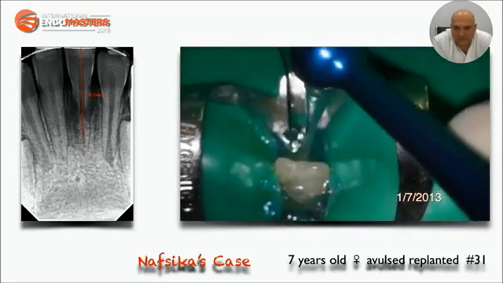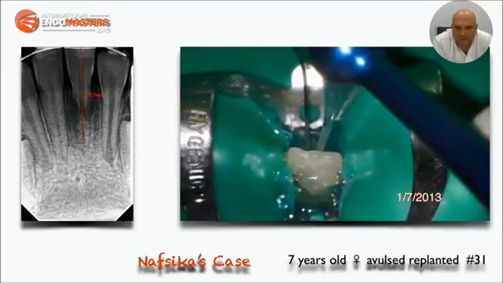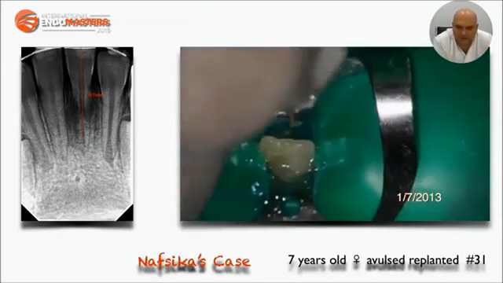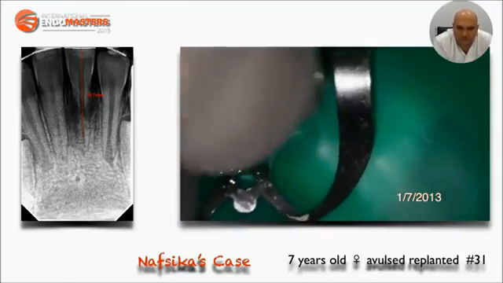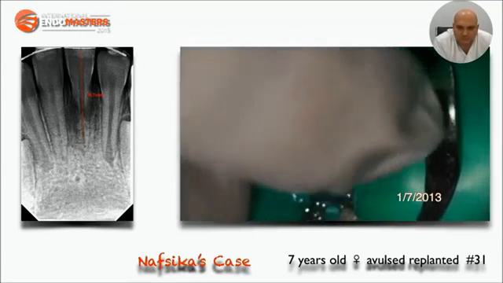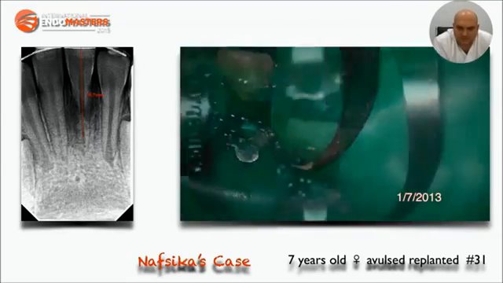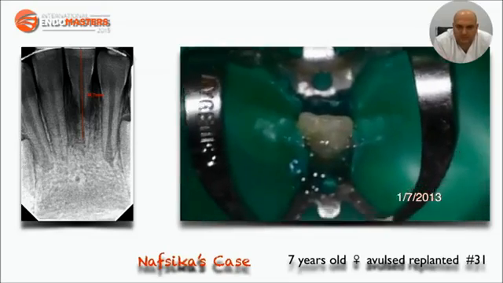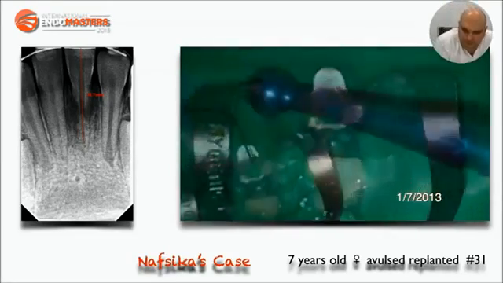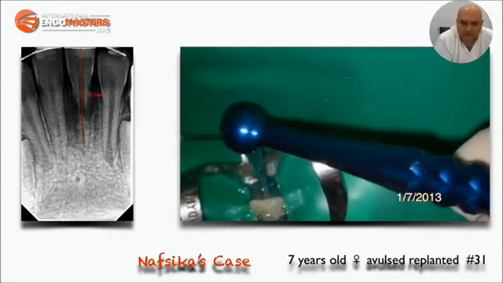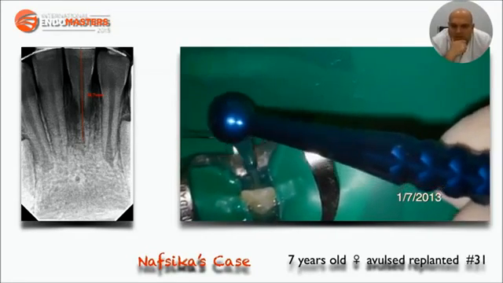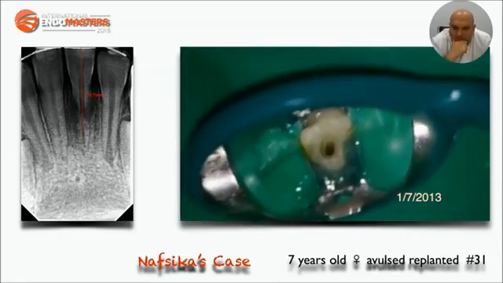You can see again the knots in the macro cannula of the EndoVac, and I'm injecting sodium hypochlorite in my access cavity, and sodium hypochlorite gets evacuated from the canal. I'm inserting a number 80 file just to assess the depth of the external inflammatory resorption, the level of the external inflammatory resorption, and I transfer this depth to the macro cannula on the EndoVac, exactly the same technique as little Vasilis.